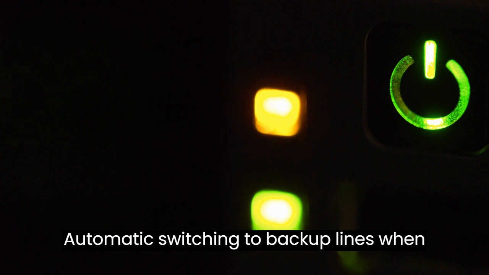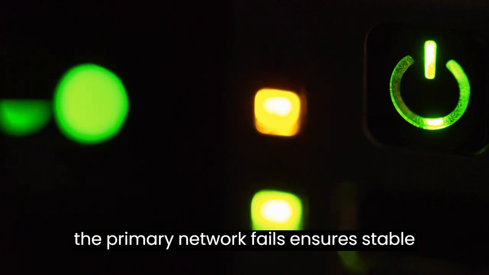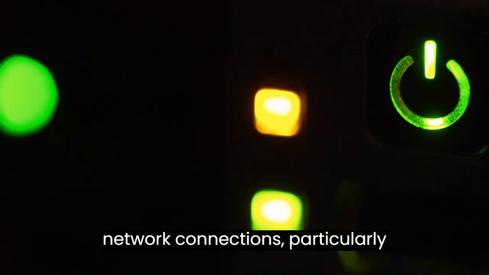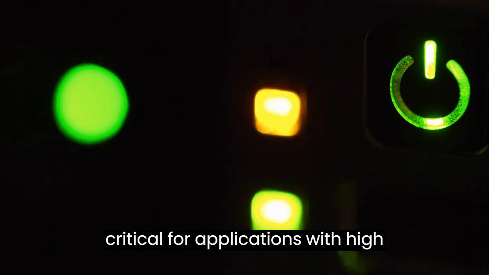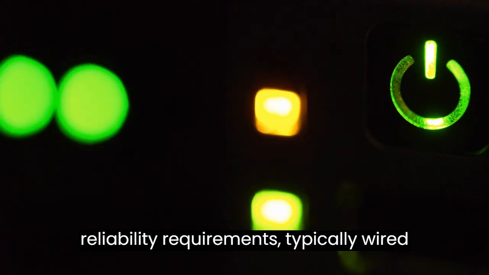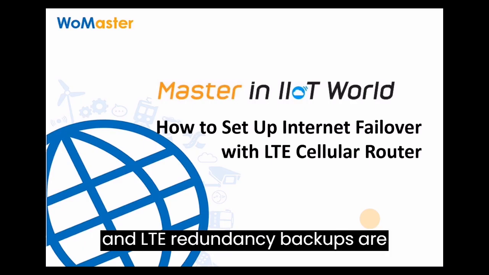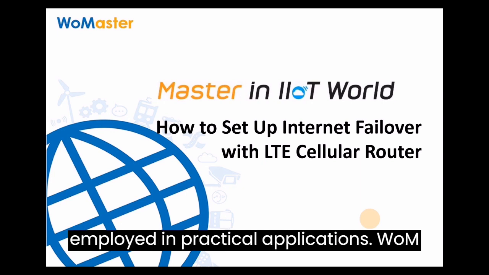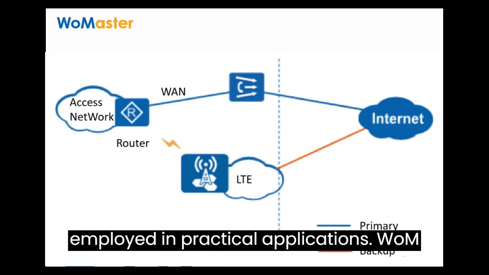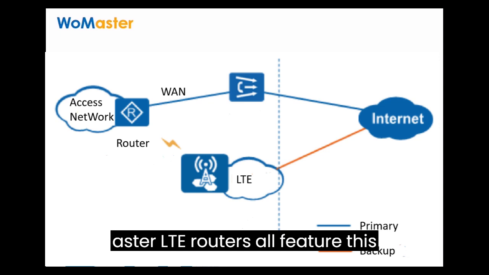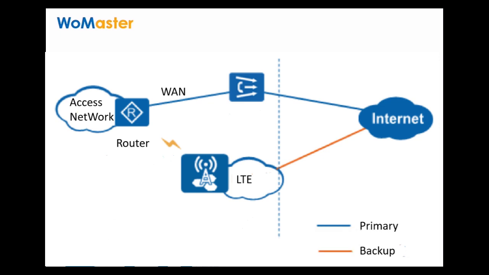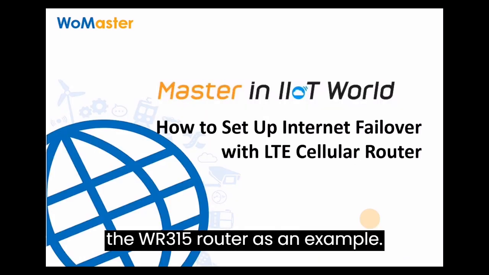Automatic switching to backup lines when the primary network fails ensures stable network connections, particularly critical for applications with high reliability requirements. Typically, wired and LTE redundancy backups are employed in practical applications. WoMaster LTE routers all feature this functionality. Here's how to set up this feature using the WR315 router as an example.